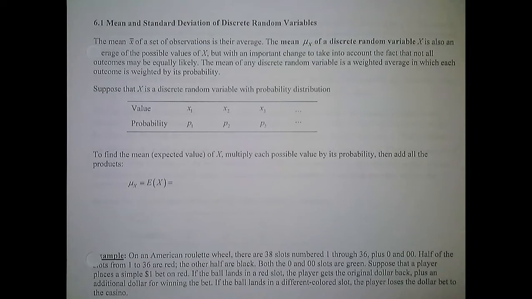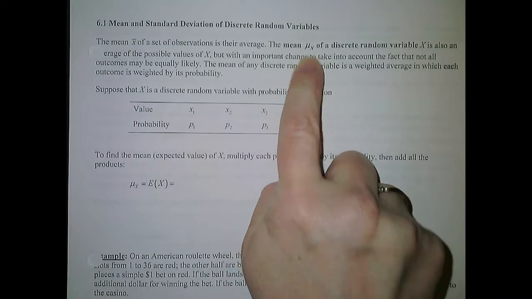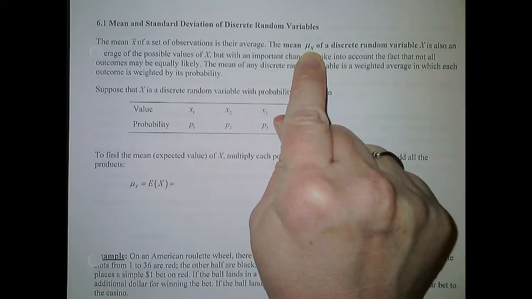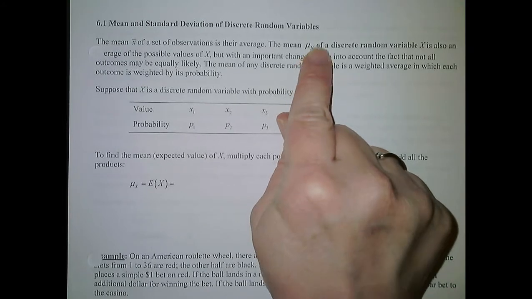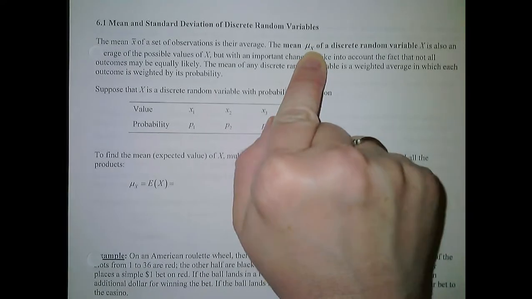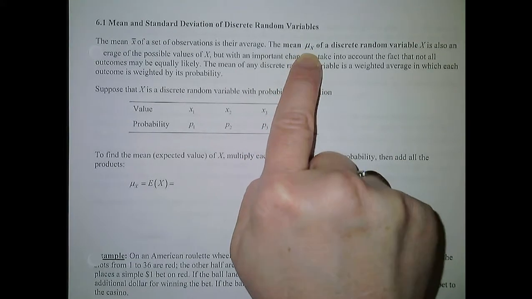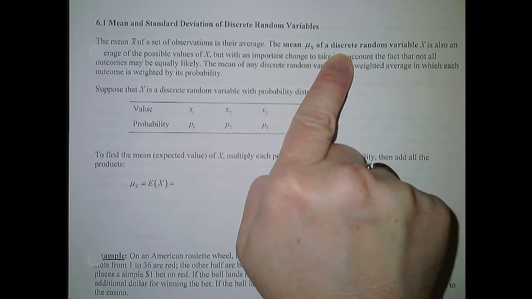So we learned before that the mean x bar of a set of observations is just its average. When we're calculating the mean of a discrete random variable, we use the variable mu to represent that mean because it's all of the possible outcomes. And we use this little sub x to denote what it's the mean of. So we read this as the mean of x, the mean of the random variable x. And in this case, we're talking about a discrete random variable.